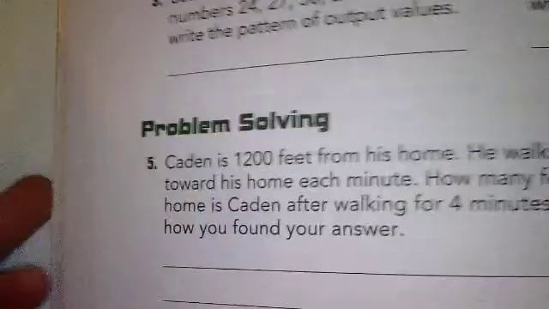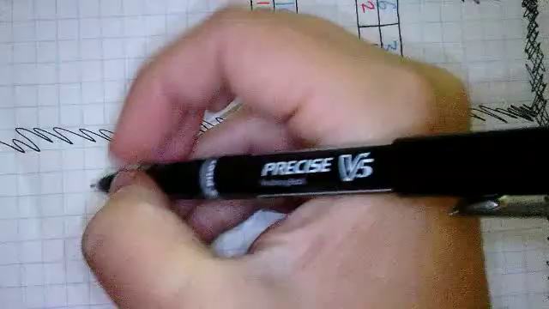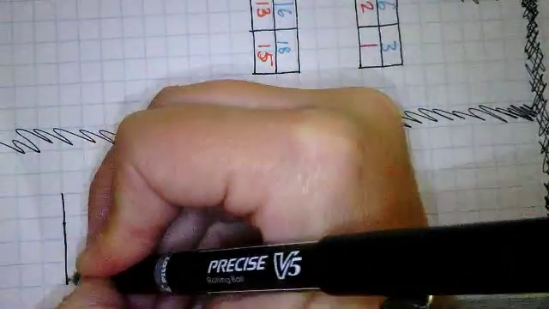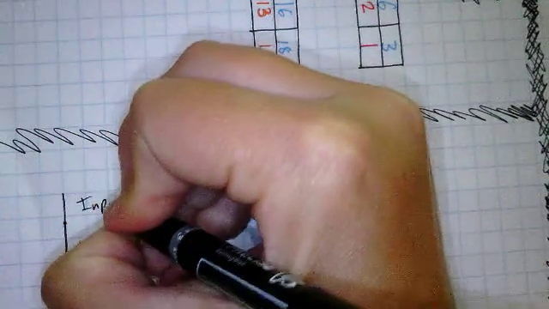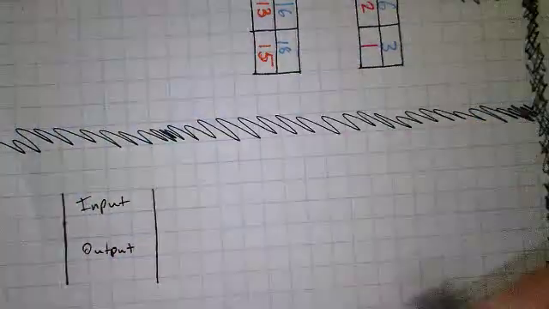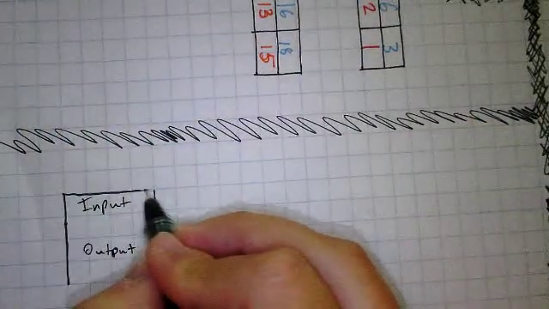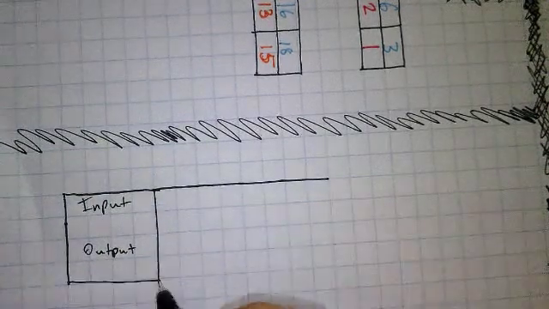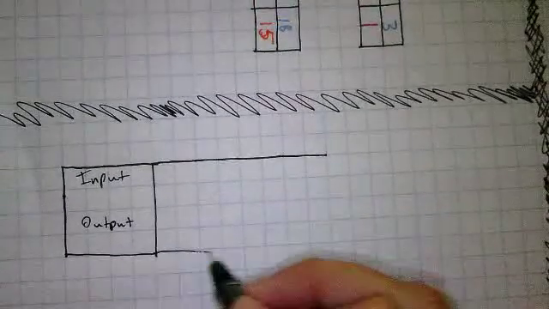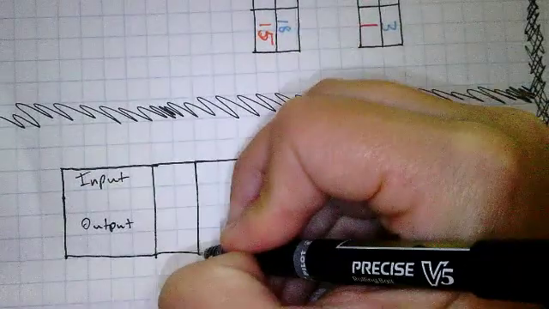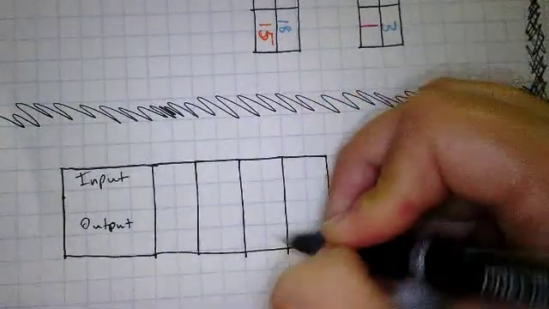So there are 2 steps to this. This is a 2-step problem. First, we need to draw ourselves a table. How many minutes are we trying to figure out here? No, it's not minutes, it's feet. How many minutes does he walk for? It tells us how many minutes. 4. It wants to know how much he has left after 4 minutes. So we need to make sure we have 4 spots on our table.